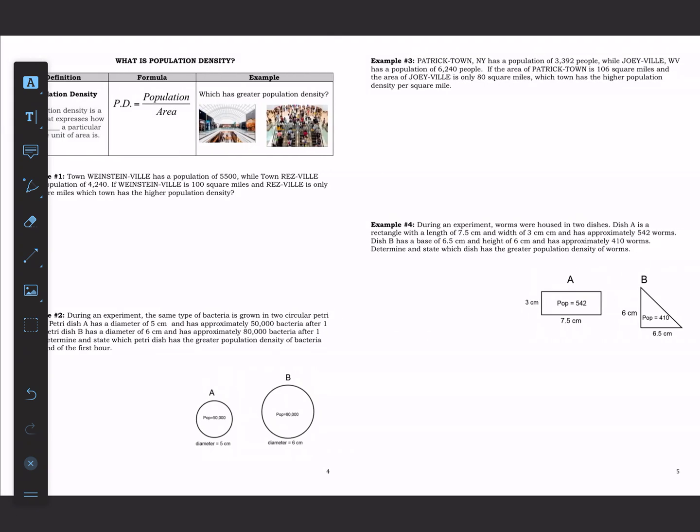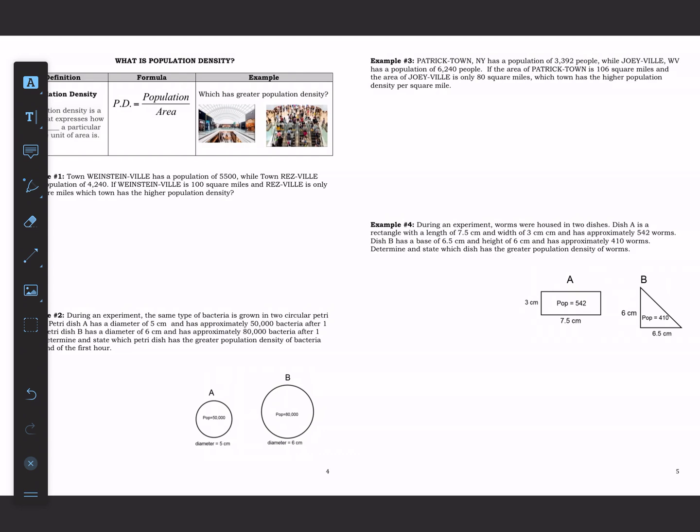So now on this page, we're talking about population density. Population density is just saying pretty much how dense or how compact a certain area is. So for example, New York City is going to have a higher population density than, let's say, Wyoming. Because in Wyoming, there are fewer people per square mile. In New York, we have a lot of people per square mile. So that's the idea of population density.